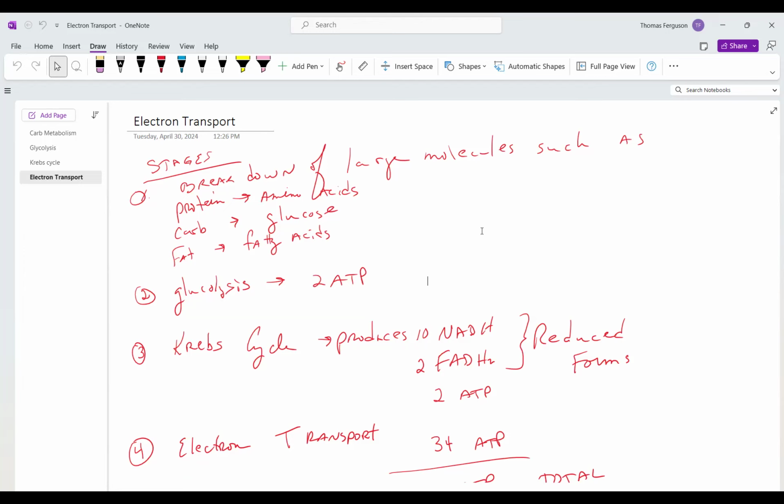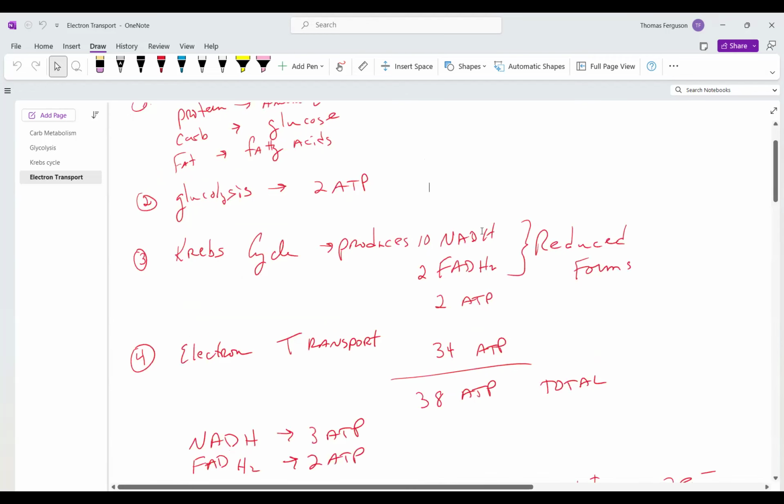In the electron transport, there are 2 parts to the electron transport. They usually don't mention the second part, which is called the phosphorylation process, which takes and puts a phosphate group on adenosine diphosphate. So 2 ATP from glycolysis, 2 ATP from Krebs, and 34 from electron transport, giving us a total of 38.